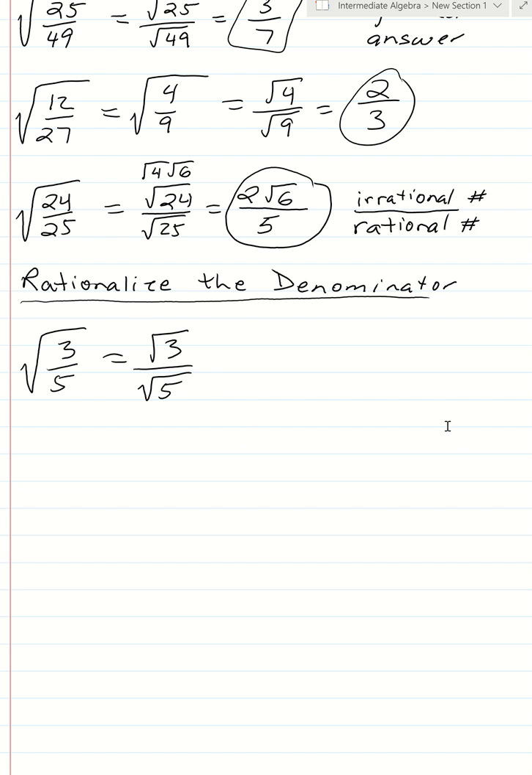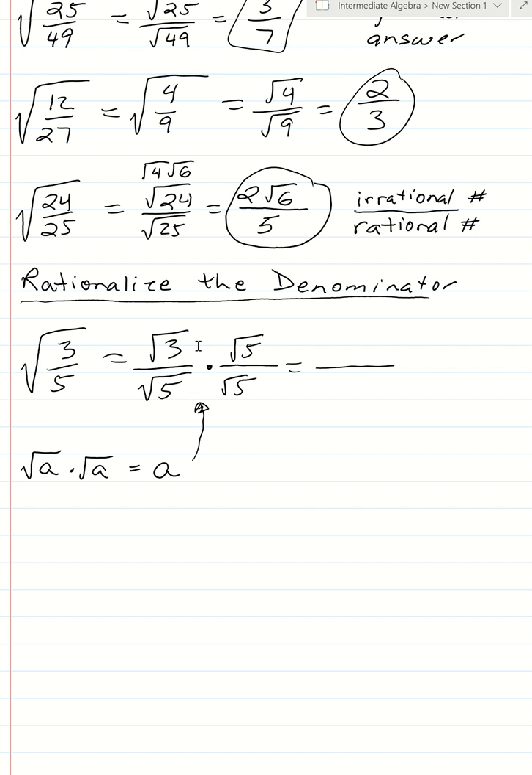And here's what we're going to have to do. We're going to multiply by a form of 1. The form of 1 that we're going to have to use in this particular problem is the square root of 5 over the square root of 5. Because you may recall in a previous lesson, I had said that the square root of a times the square root of a is going to equal simply a. And we're going to be able to use that right here.